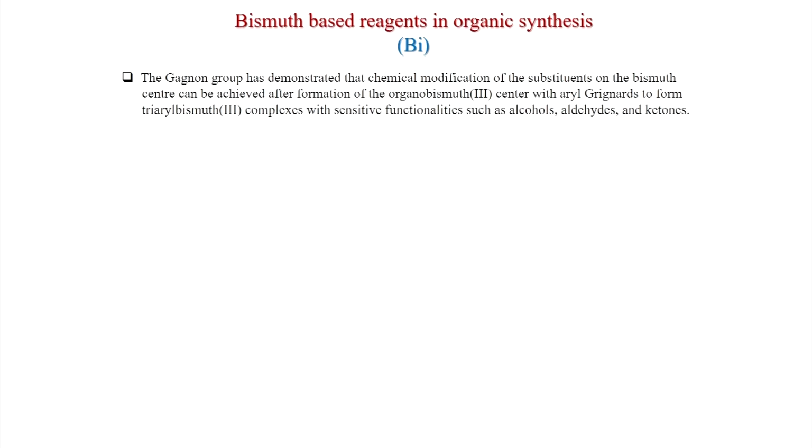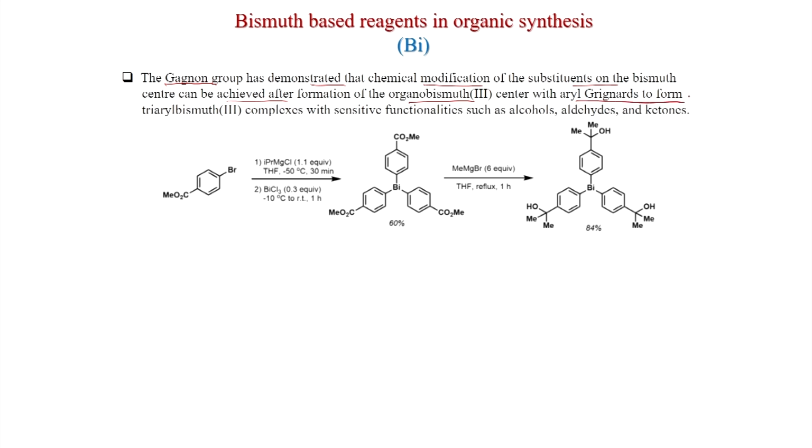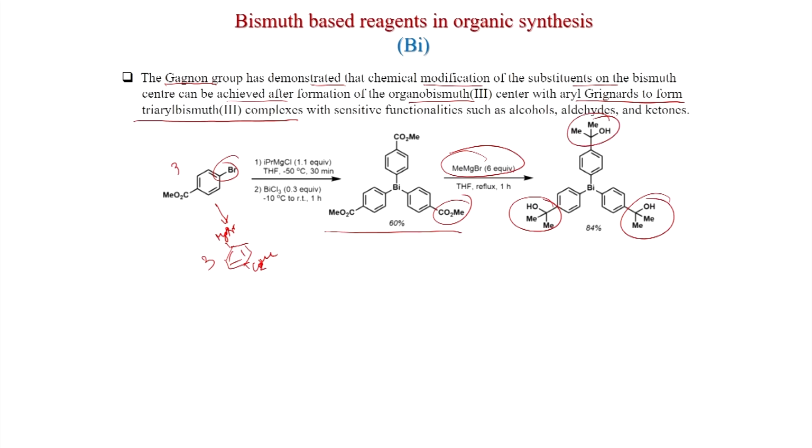Now, we will see an example of bismuth 3 compound synthesis. The Gagnon group has demonstrated that chemical modification of the substituents of the bismuth center can be achieved after formation of organobismuth 3 with aryl Grignard to form triaryl bismuth complexes. So, you can see an aryl bromide is present, and with isopropyl magnesium chloride this is converted to the Grignard, aryl magnesium bromide. And then, of course, 3 equivalents of this will react with bismuth chloride to generate this triaryl bismuth. And now again you can do a Grignard reaction at this ester with methyl magnesium bromide, 6 equivalents, and you get this tertiary alcohol in 84% yield. This was published in JOC 2016.